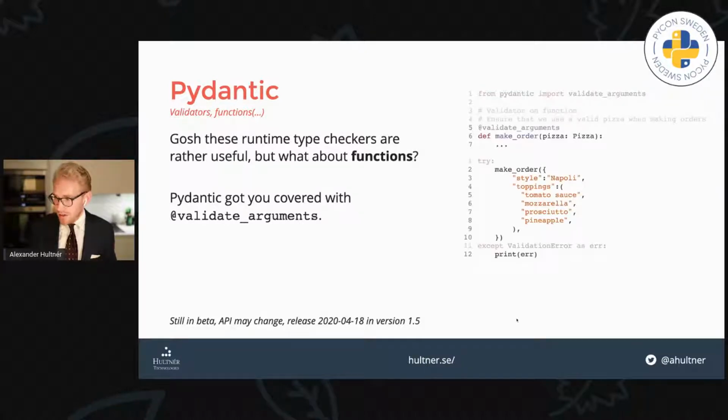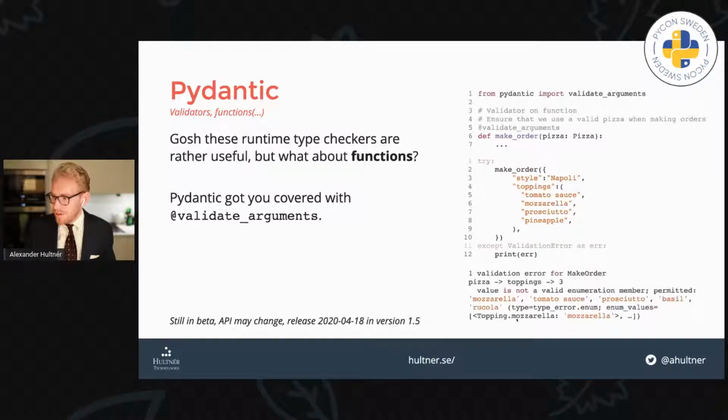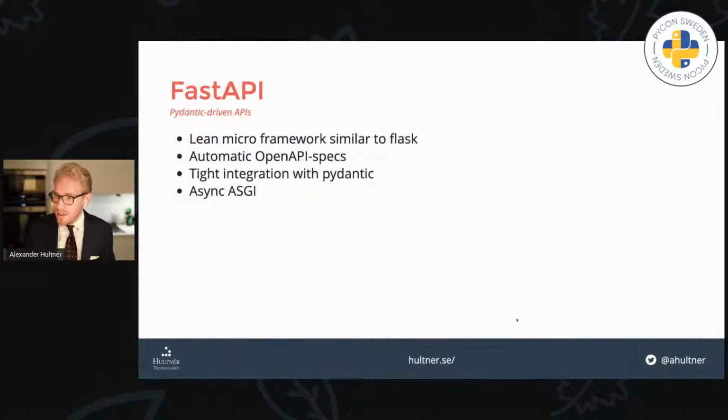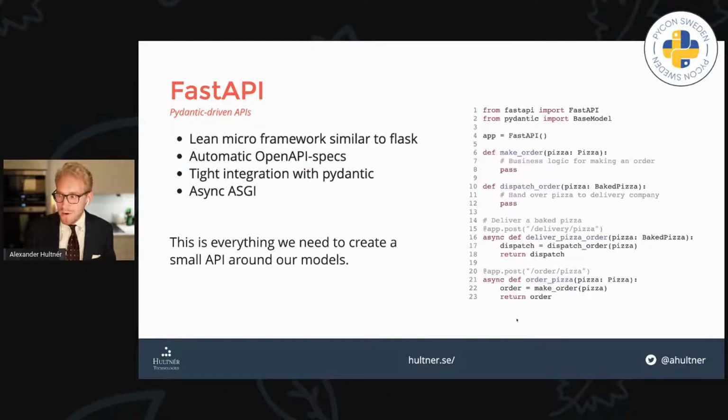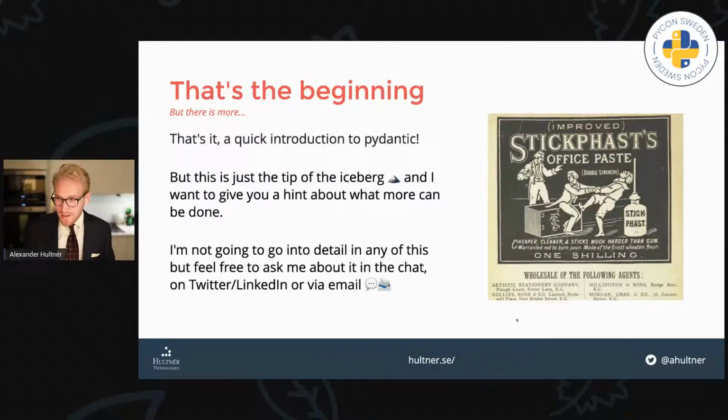There's a validate arguments decorator, which is still in beta, but it's soon done, I think. And you get all the same usability and all the same runtime type checking as you did with the classes. And with FastAPI, you have a micro framework very similar to Flask, but which is very tightly integrated with Pydantic and lets you generate your schema models directly from these classes. And it can be as easy as this to add an API to our pizza delivery service. And that's just the beginning.